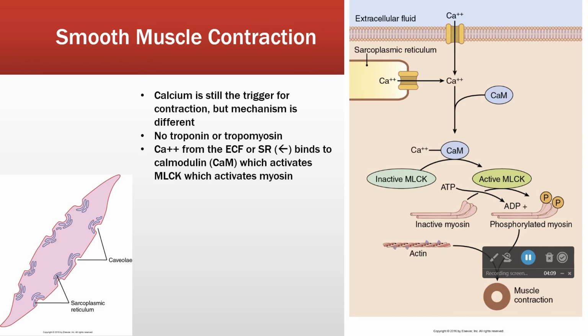So how do we get smooth muscle to contract? Well, still calcium. See why calcium's a favorite of mine? It's in everything. But the main difference is where the calcium comes from.